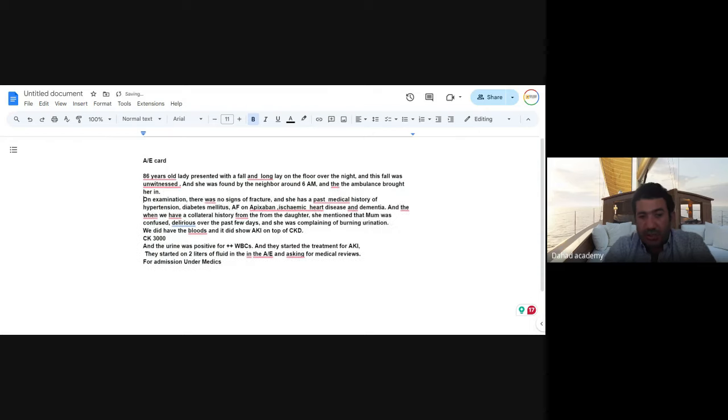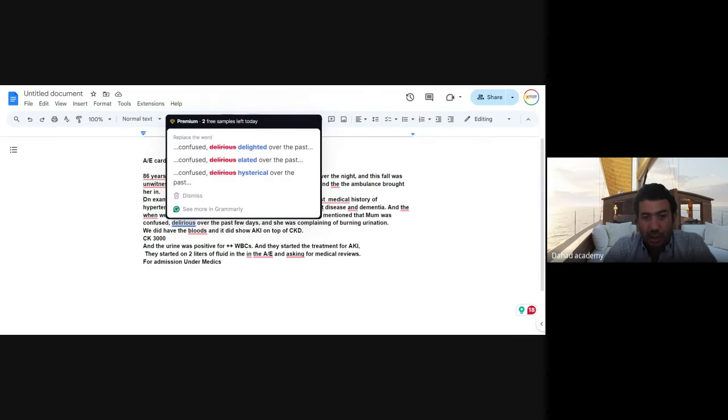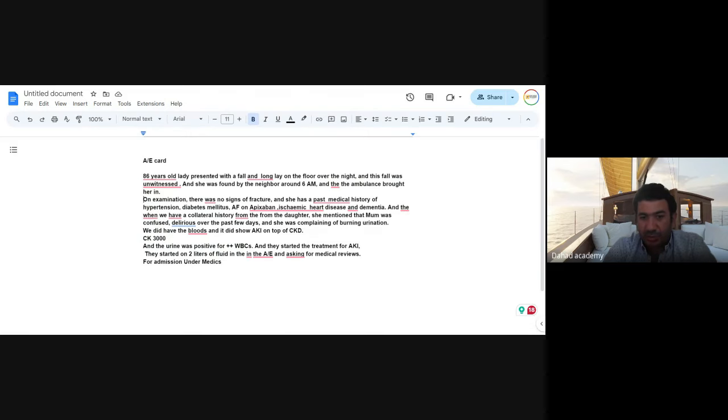On examination, there were no signs of fracture. She has a past medical history of hypertension, diabetes, AF, and she's taking apixaban for that, ischemic heart disease, dementia. When we took a collateral history from the daughter, she mentioned that mom was confused, delirious over the past few days, and she was complaining of burning urination.